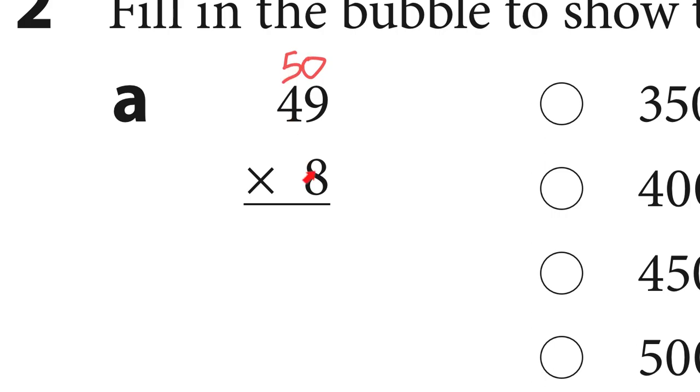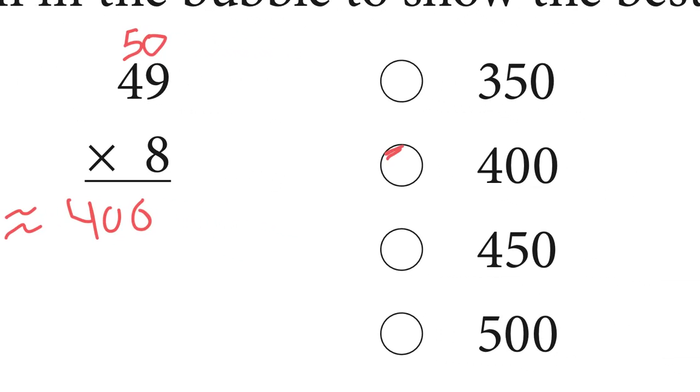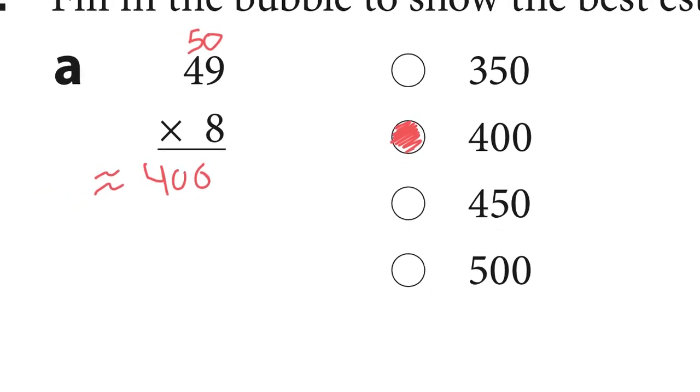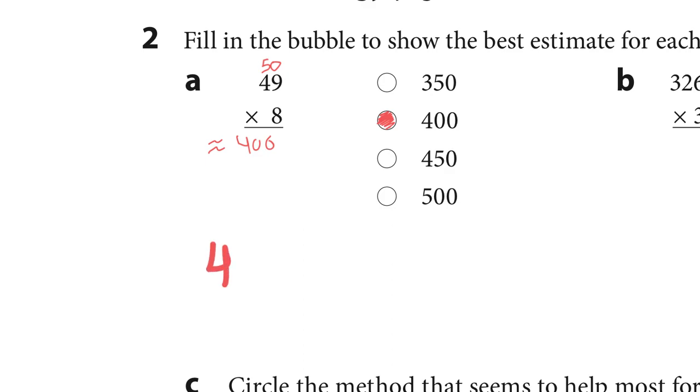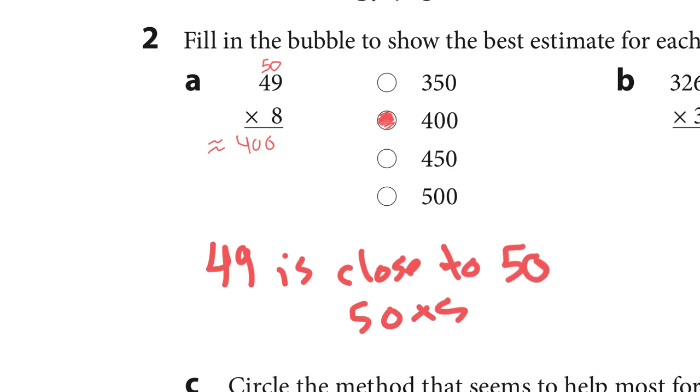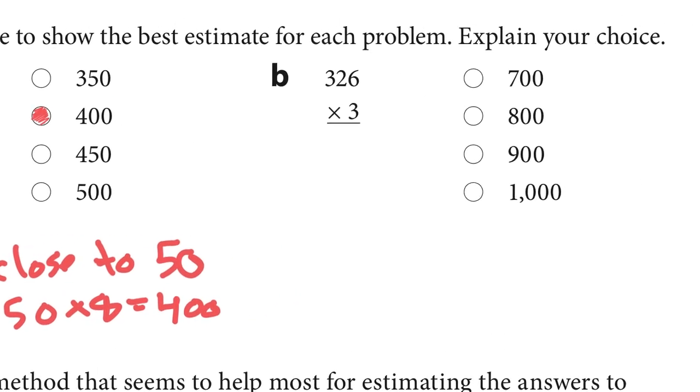And I know that 5 times 8 is 40. If I add another 0, that's 400. So it's about 400-ish. That's not the answer, so it's about 400, approximately 400. And that is an option right there. Yay! Now, if you were going to explain it, because they do give you this white space down here, I'd say 49 is close to 50. And then 50 times 8 is 400. There's my explanation, okay?